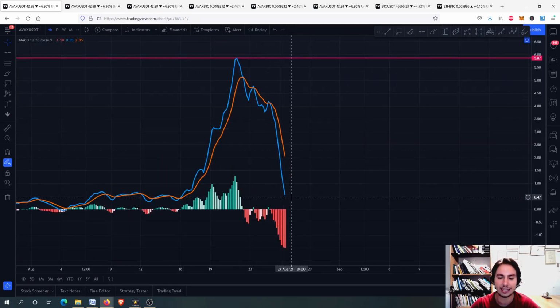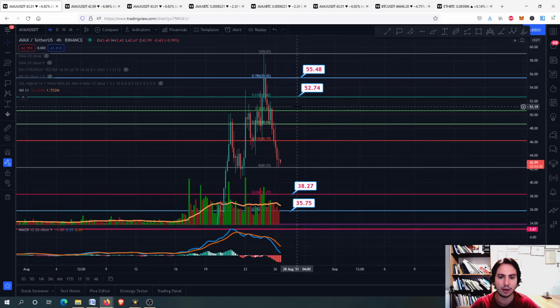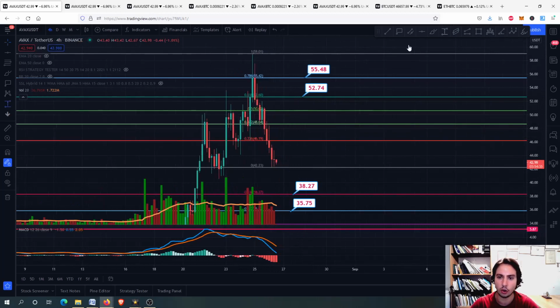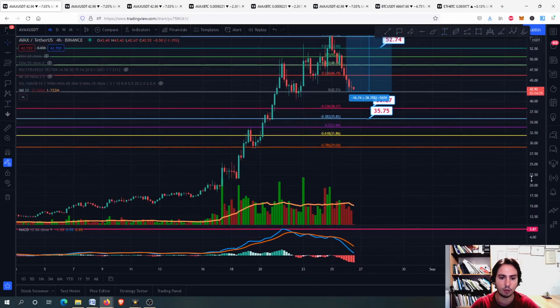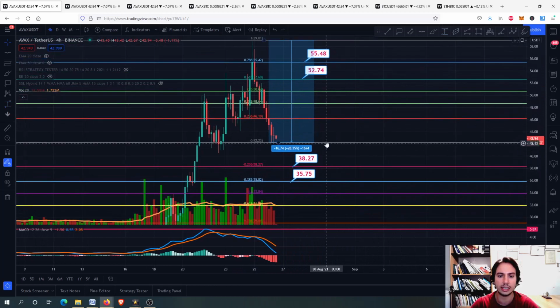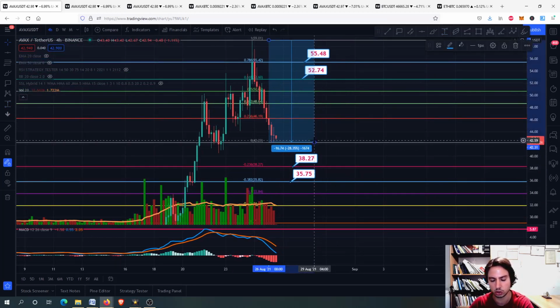And now the MACD doesn't look good. We are going all the way down and the price is going down as well, right? We corrected around 28%. That's a huge correction going on right there for AVAX, and we are going to see if this will hold out or not, okay?